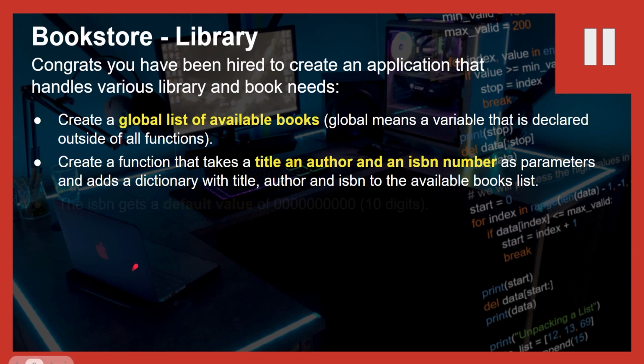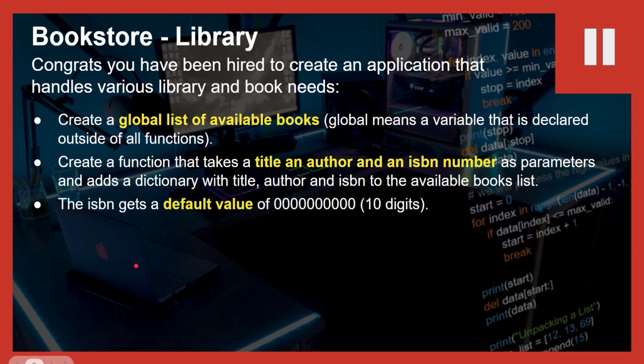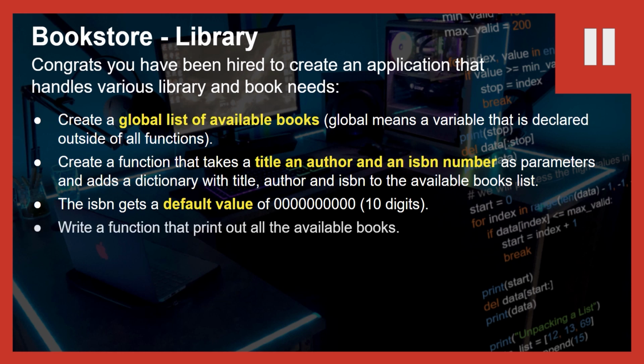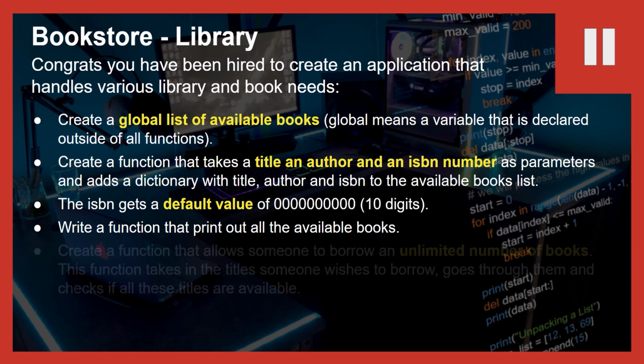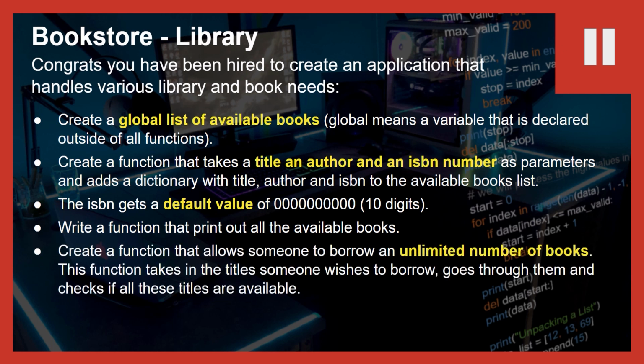Next, the ISBN gets a default value of 0. These should be 10 digits because maybe somebody just hasn't remembered what this is. And in here, you can choose whether you'd like to have this default value an integer or a string. It comes back to you, or maybe at some point it has to change. Write a function that prints out all the available books. You can do this.